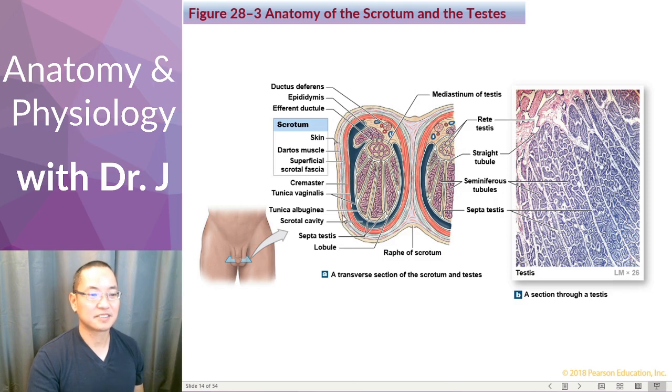Okay, so let's look at the start. Let's look at the testes. Let's look at it more closely. So again, sperm start in the testes.